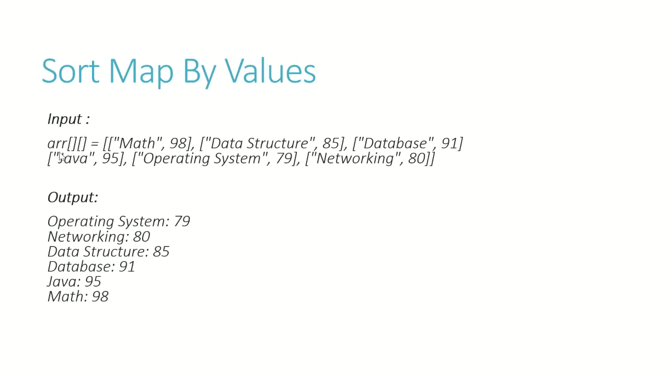Here is the input. If you could see, the input is an array of math as a key and value is 98, data structure is a key and value is 85, and database is a key and value is 91 and goes on. String is a key and integer is a value. Now the output we are expecting is printing in ascending order of sorting by its values. So 79 is the least, and then 80, and then 85, and then 91, 95, 98, and its respective strings.